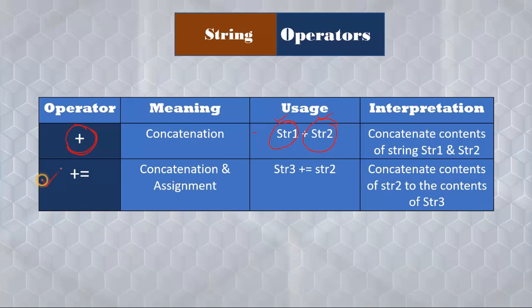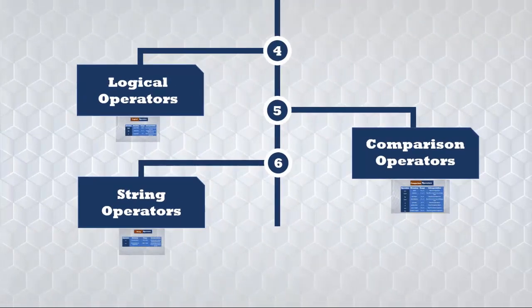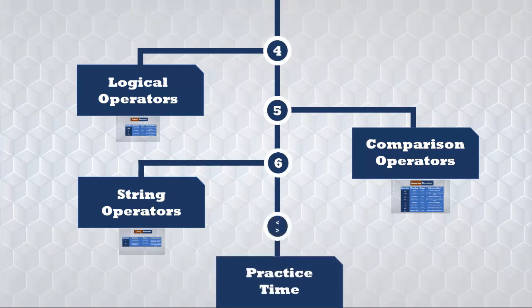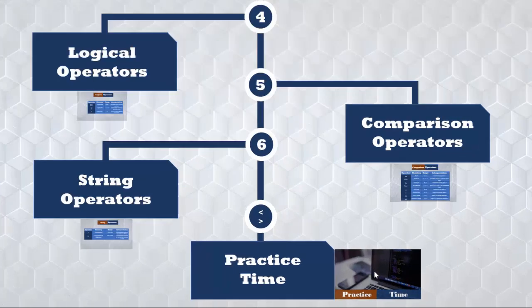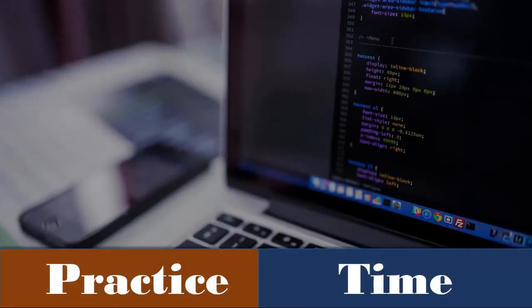Then we have the last one, which is concatenation and assignment. It is a shorthand to perform concatenation and then assignment. It first of all performs concatenation of two strings and then assigns that string to another string. But remember here also that in order to use this concatenation and assignment operator, one of the operands must be repeated in the assignment and the addition operation. So these were the different kinds of operators that are available in JavaScript. So now it's practice time. Let us practice these different kinds of operators using different code snippets and see how they are really used.